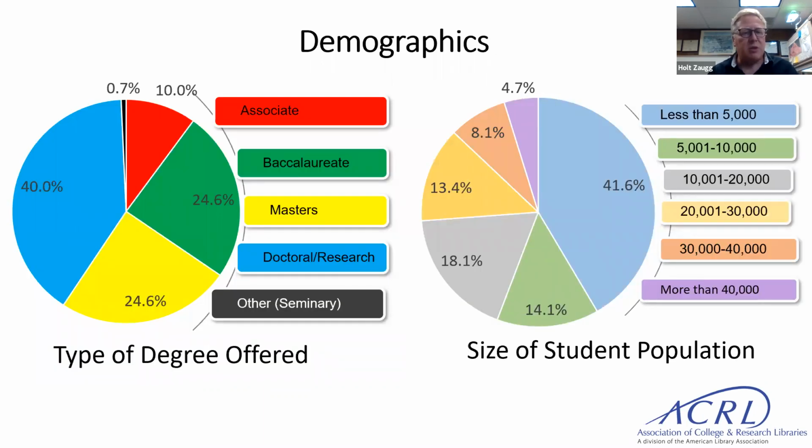Next, I'd like to take a look at some of the demographics. As you can see, 40% of those that responded were doctoral or research institutions, with almost half offering a baccalaureate or master's degree. And if you're looking at the student population, over half of the responding libraries served institutions with student populations of 10,000 students or less, and almost 75% of the responding libraries served institutions of 20,000 or fewer students.